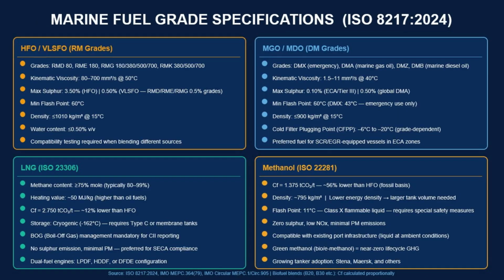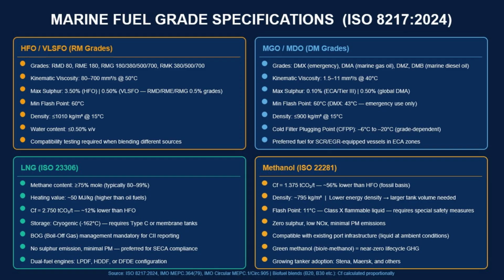ISO 8217:2024 defines marine fuel grades. HFO and VLSFO belong to RM grades. MGO and DMO belong to DM grades. LNG follows ISO 23306 standards. Methanol follows ISO 22281. LNG provides low sulfur emissions and reduced carbon intensity.